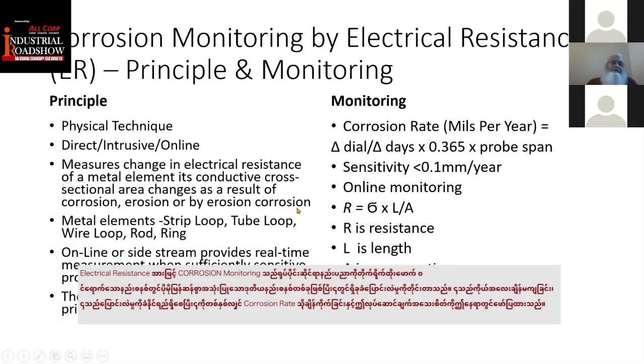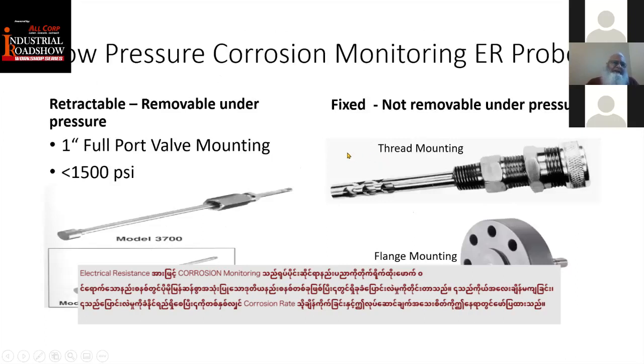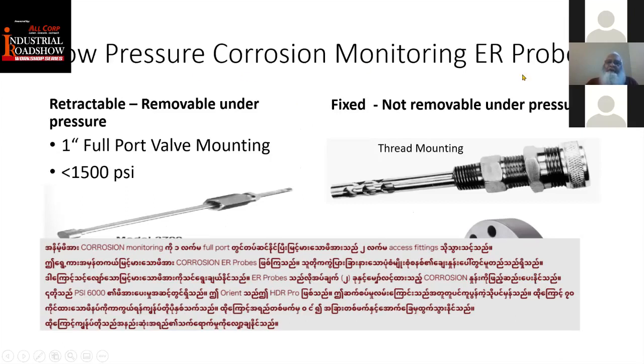I have to move fast to the next slide. Corrosion monitoring electrical resistance, ER, benefits and limitations. These are mentioned in there, which you can always read from the recorded video after this. The low pressure corrosion monitoring probes can be installed in 1-inch full port, and the high pressure has to go to the 2-inch access fittings.